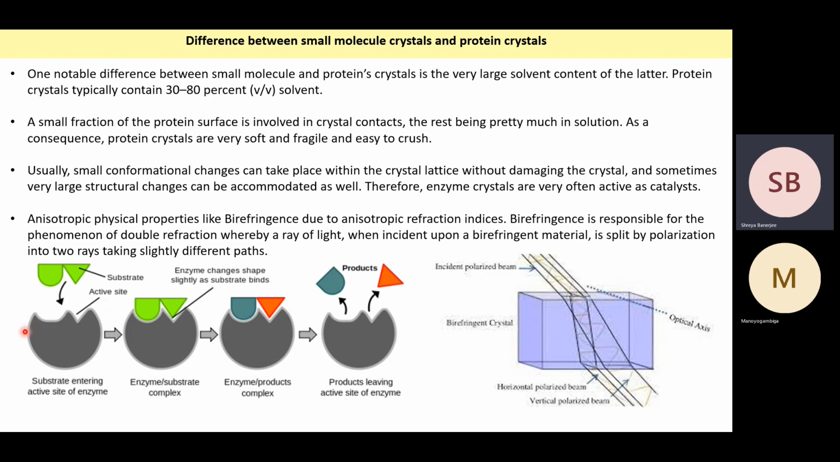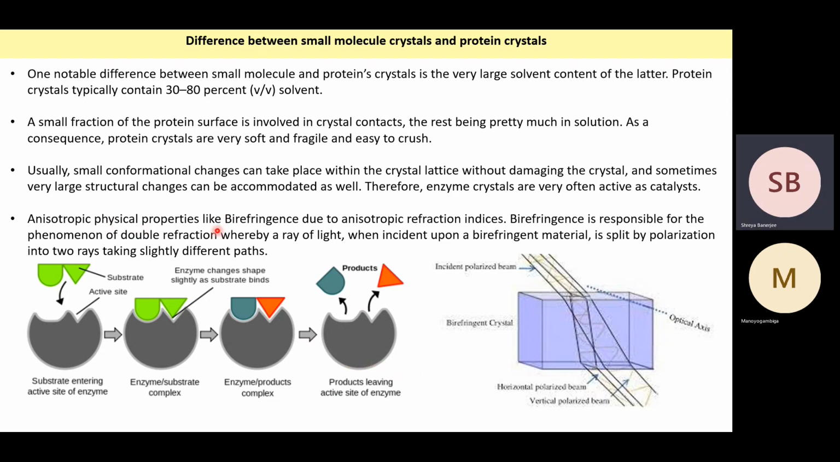So if you look at the diagram here, this is an enzyme crystal. And this is the active site of the enzyme. And when the substrate is coming, the active site is able to conformationally change its shape so as to bind to the substrate. So even in the crystal, this flexibility is there, which is allowing the enzyme to change its shape to bind to the substrate and to form the products and regeneration of the enzyme. That is why even in the crystalline form, enzymes are active.